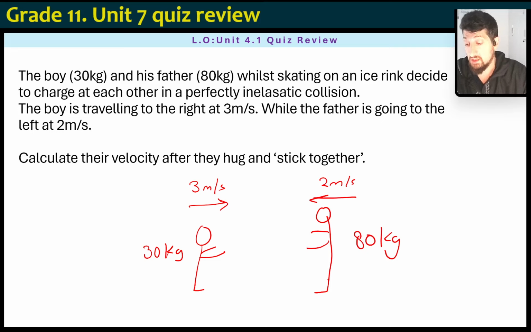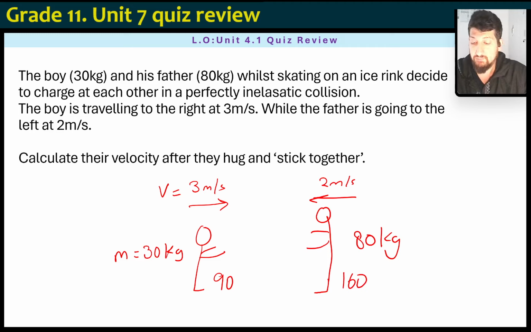So what do we need to do here? We need to work out the velocity after. In order to work out the velocity after, we need to work out the momentum. The total momentum after is going to be equal to the total momentum before. So what is the total momentum before? It's going to be 90 for the boy. How come? Well, it's mass times velocity. So it's going to be 90 for the boy, and it's going to be 160 for the man.